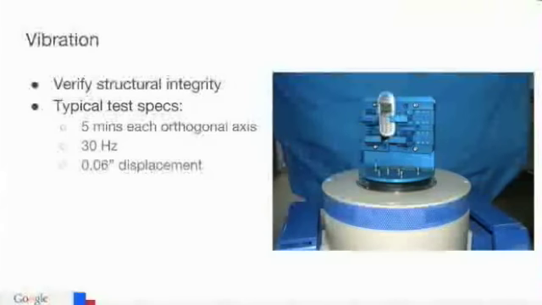Next is vibration. Vibration ensures that we have structural integrity for components within a module and between the various subassemblies. These are some very typical test specifications for that. You essentially put your module or your device on a shaker table and shake it in each axis for 5 minutes using those parameters.